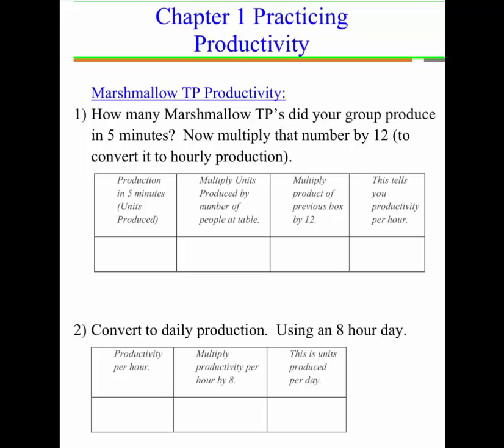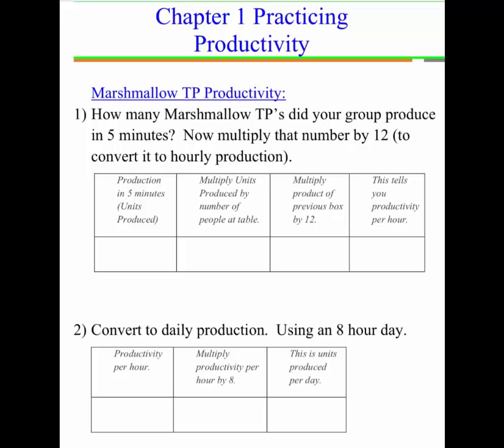So first, to just set the stage, we made these sort of silly marshmallow TPs in class on Thursday, and we did them as a group at the tables. So in many cases, most groups were limited by the number of resources that they actually had. Not really that they couldn't have made more, but on average the groups made 4 or 5 of these marshmallow TPs. And I had a time limit of about 5 minutes.